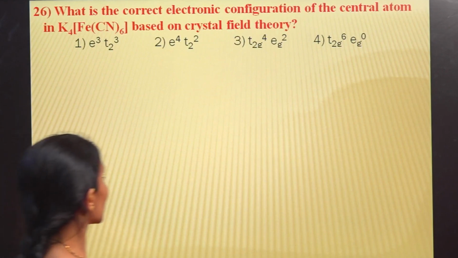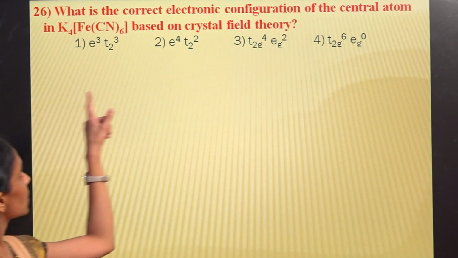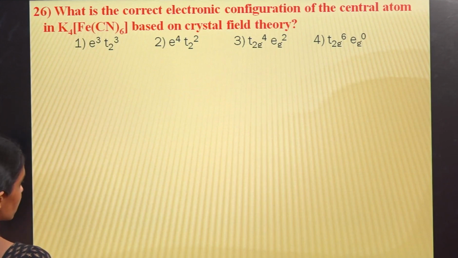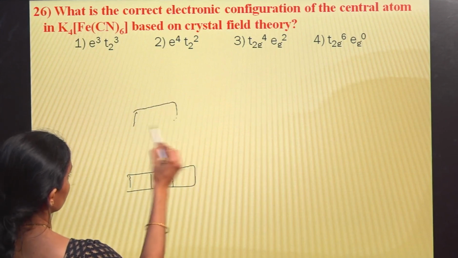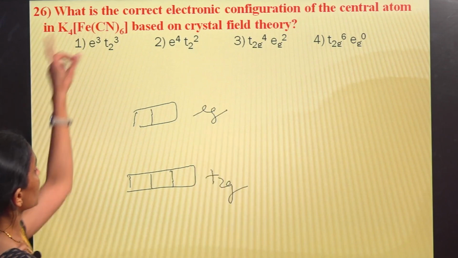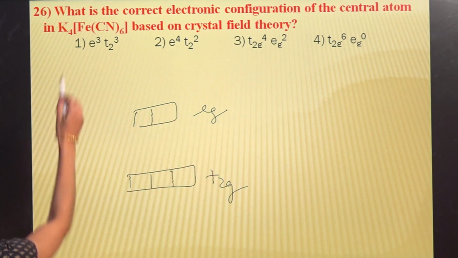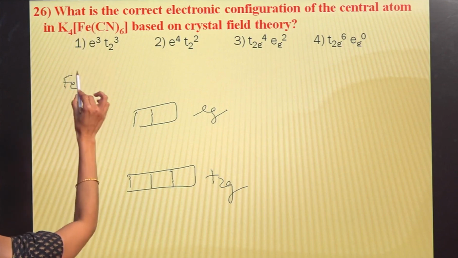What is the correct electronic configuration of the central atom based on crystal field theory? It's an octahedral complex, so you will have to do this splitting, EG, T2G, crystal field approach. The splitting has to be shown. And which is the metal present? Fe. If you look closely, it is Fe2 plus.